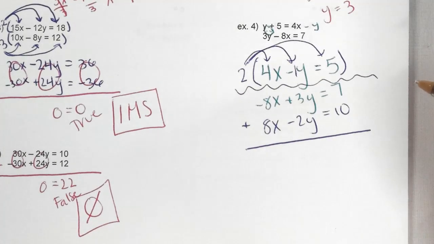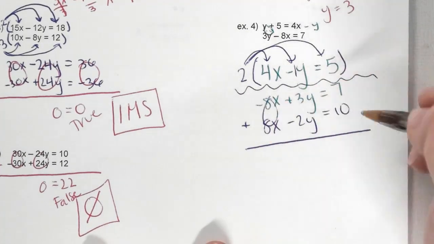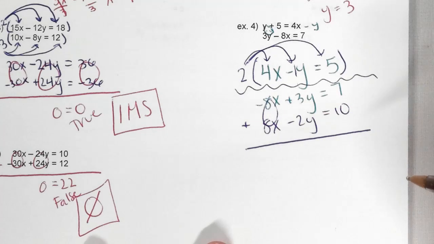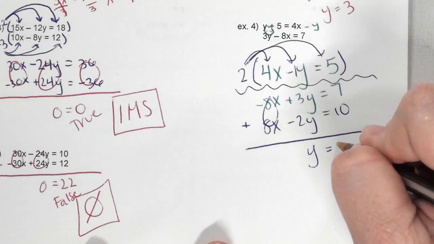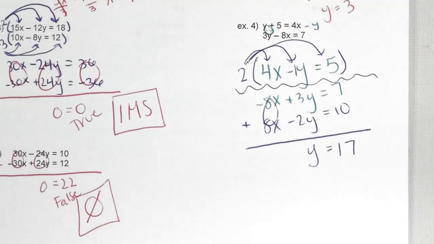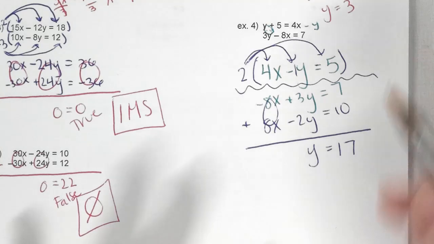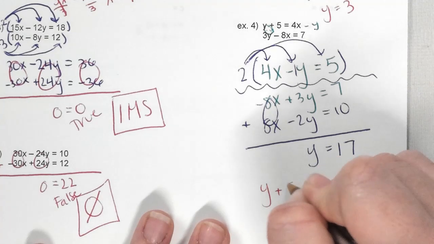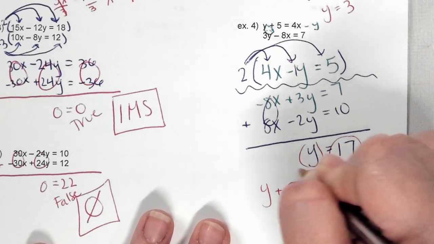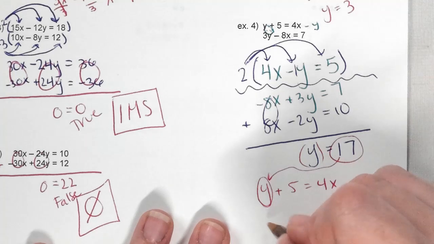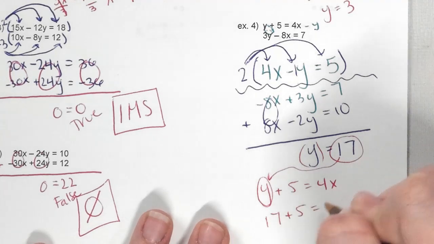And what's my 0 pair? The x's. What's 3y plus negative 2y? 1y. And what's 7 plus 10? 17. So I have half my answer. I'm actually going to pick that first equation because I feel like it looks easier. So I have y plus 5 equals 4x. So I'm going to replace y with 17. So I get 17 plus 5 equals 4x.